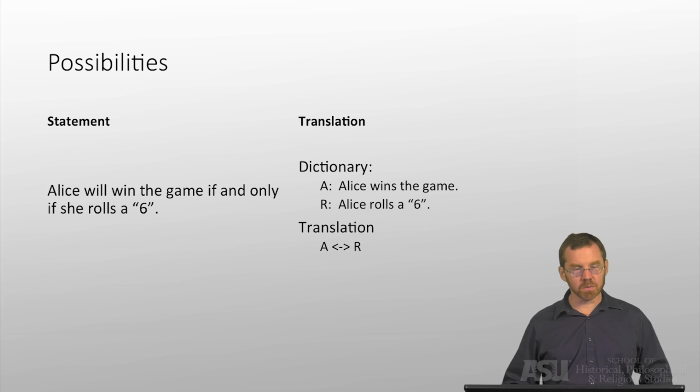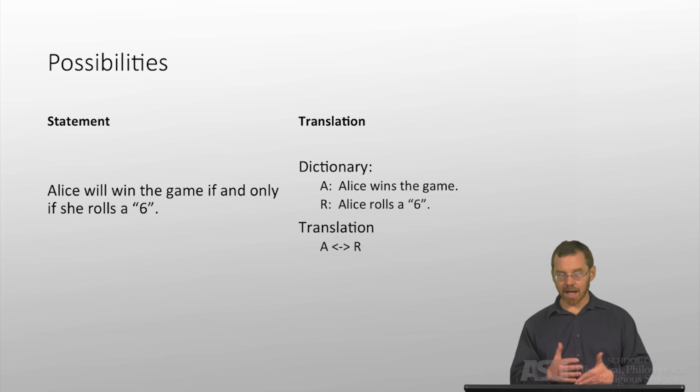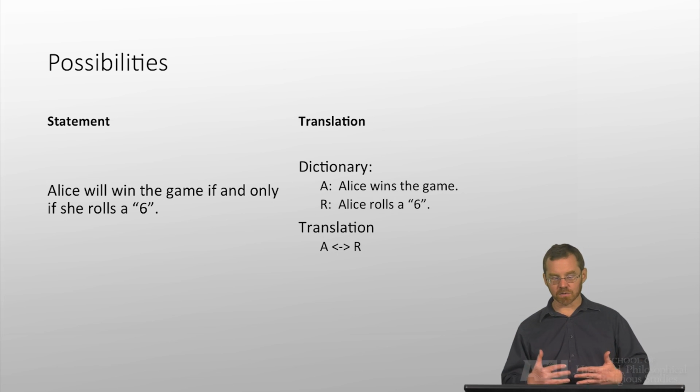Here's another one. Suppose we're sitting around playing a game, and someone observes, "Alice will win the game if and only if she rolls a 6." The dictionary: A, Alice wins the game. R, Alice rolls a 6. Translation: A biconditional R.